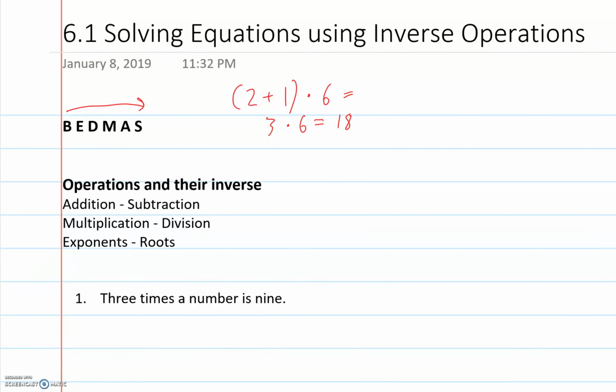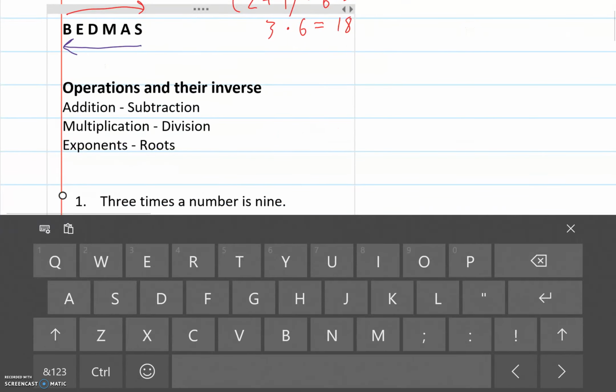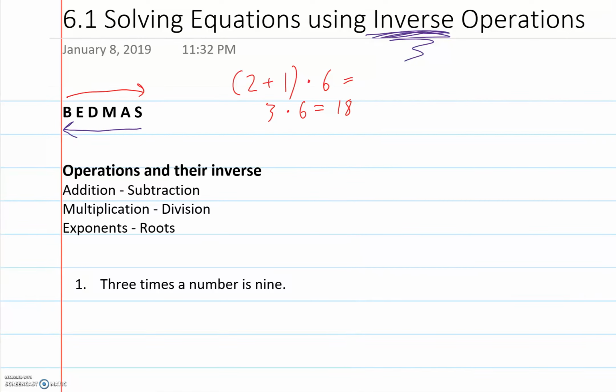But when we are doing inverse operations, we're doing inverse BEDMAS. So our arrow goes the opposite way. We start with subtraction and we go to brackets eventually. We do those last.